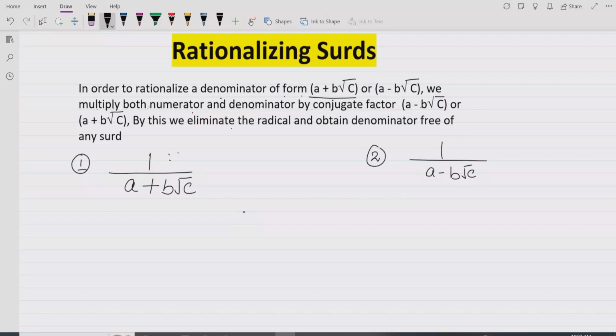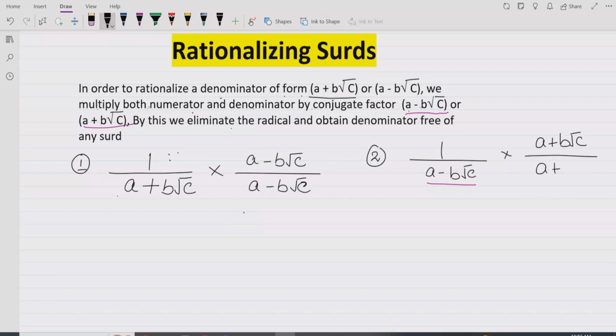If we have this one, the conjugate of this is a minus b root c. And if we have a minus b root c, the conjugate of this one is a plus b root c, right? So in the numerator and denominator, you multiply both terms by the conjugate factor. Similarly in this case, a plus b root c.